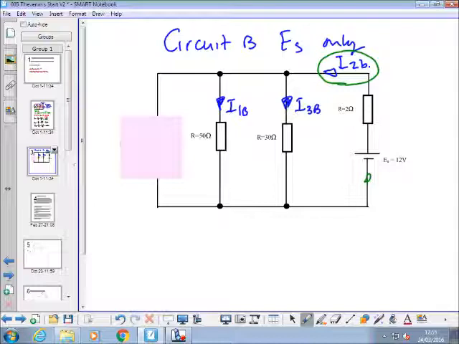What are we going to find first? Total resistance, RT. So we'll find RT. What else will we be able to find once we've found RT? Total current. That'll give us the total current. We'll then find I2B.